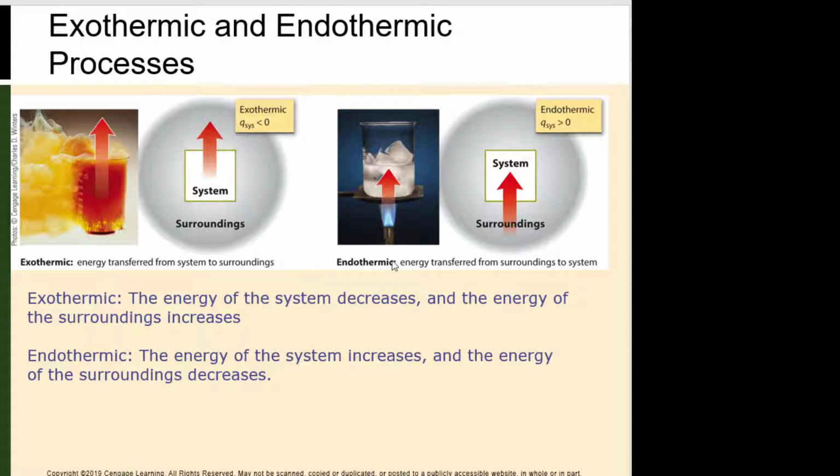An endothermic reaction, like ice melting, is one where energy is transferred from the surroundings to the system. So my system is endothermic if Q is greater than 0, right? We can see this Bunsen burner flame, heat is being added from the surroundings to the system. Therefore, this is an endothermic reaction. The energy of the system increases, the energy of the surroundings decreases.